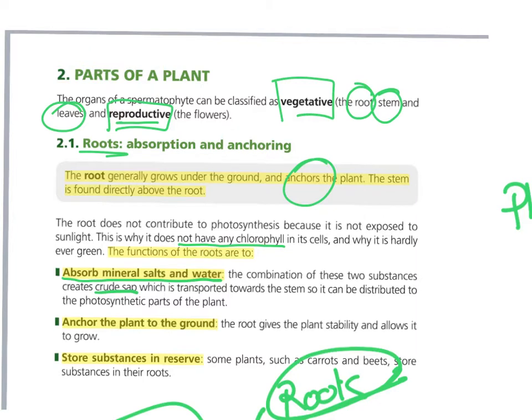The second function of the root is anchoring the plant to the ground. So the root gives the stability and allows the plant to grow. And there is another important function, which is storing substances in reserve. Some plants, for example, carrots: when you eat a carrot, you are eating the root, and you have something to eat because carrots store lots of substances in the root. So another function of root is storing substances.